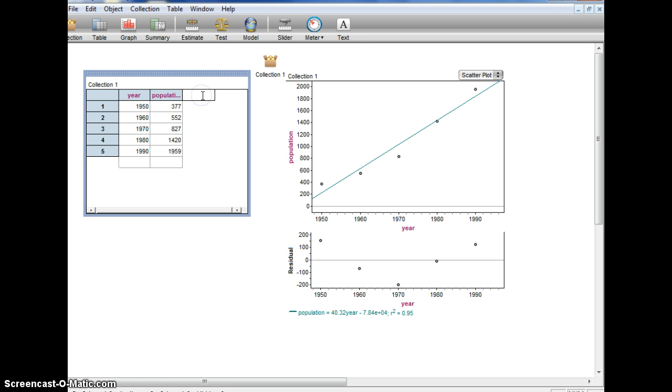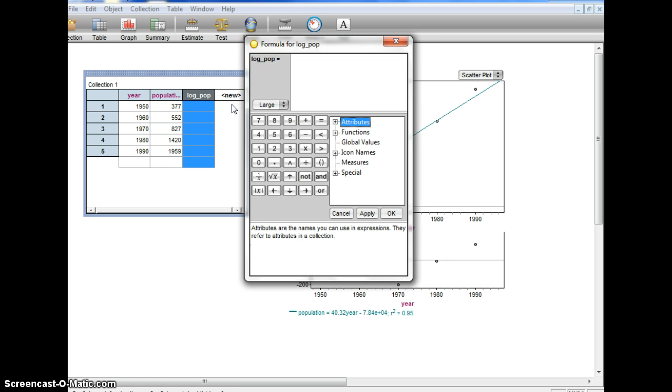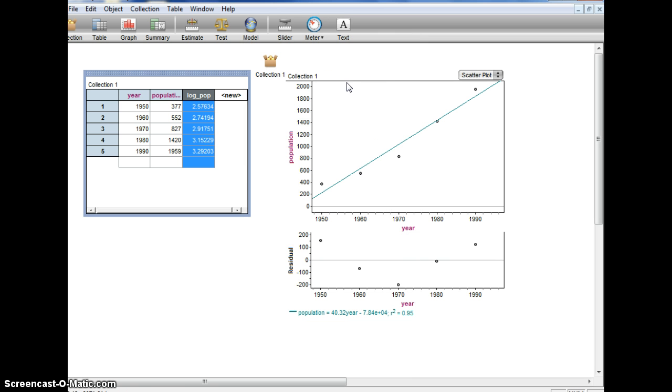Okay, so we're going to log population. Let's just call it log pop. We're going to right-click on that and edit the formula, and type in log parenthesis population. I know it accepted it because it turned my commands into color, one in blue and one in pink, so I know it accepted those terms. And there's your log terms of the population.